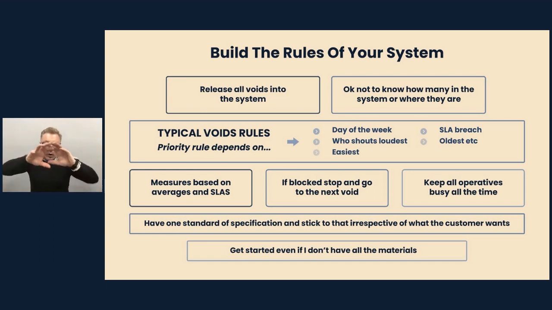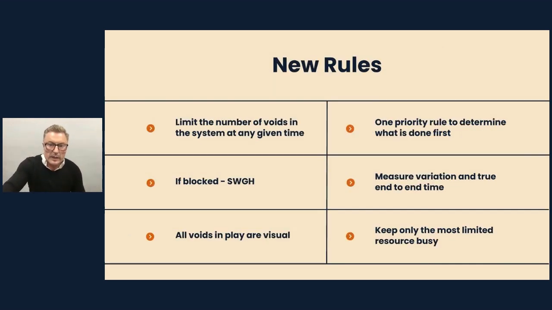And when you put all of those rules together, those are the things that are consuming your capacity, meaning that you're losing 50 to 60% of your capacity through multitasking, working on the wrong void at the wrong time, over or under specifying, and that's what's costing all the money. And when you think about it, it's really simple.